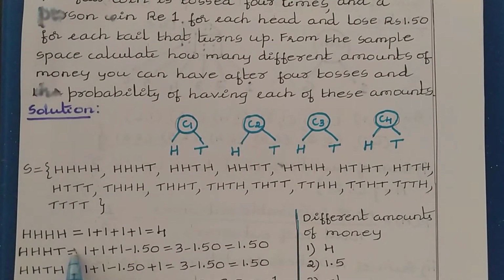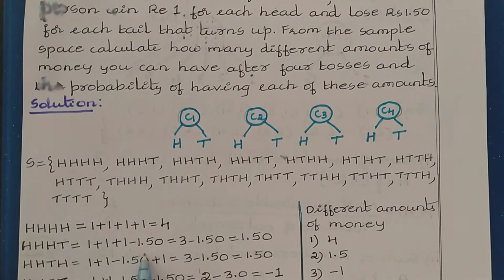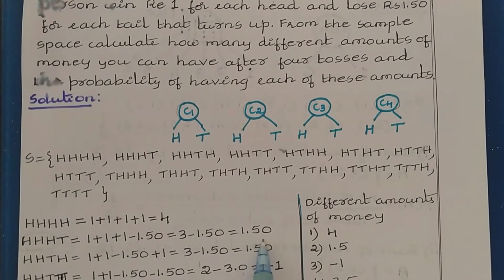In the question they have given, for each head the person gets 1 rupee. Here we have 4 heads, that means 1 plus 1 plus 1 plus 1. So here we get 4. Next outcome, head, head, head, tail. So 3 heads means 1 plus 1 plus 1 and 1 tail. For each tail the person loses 1.5 rupees. So that means here minus 1.5. So here we get the answer 1.5.